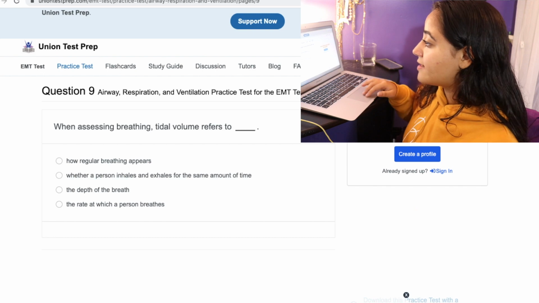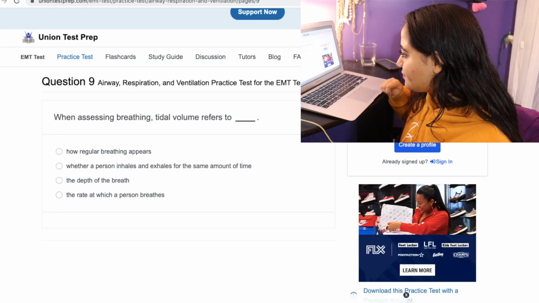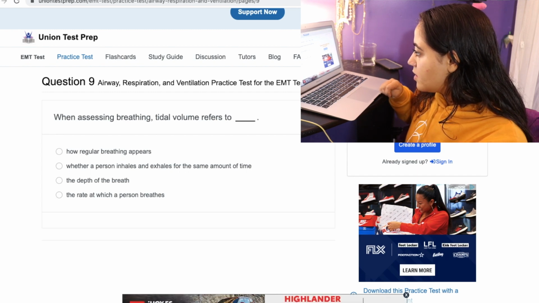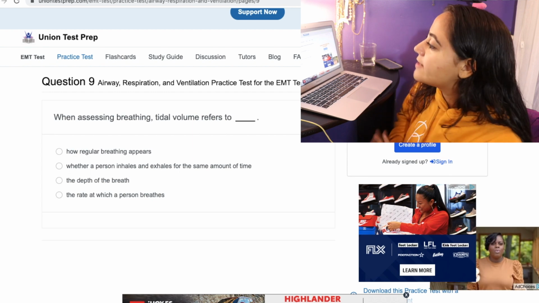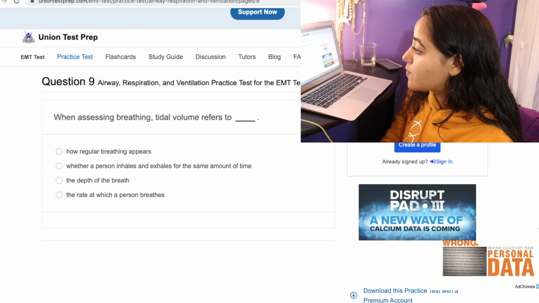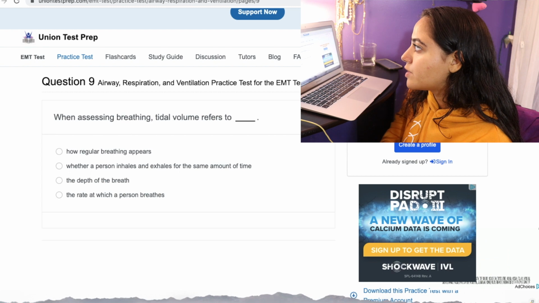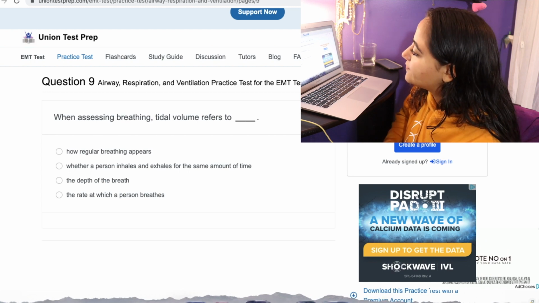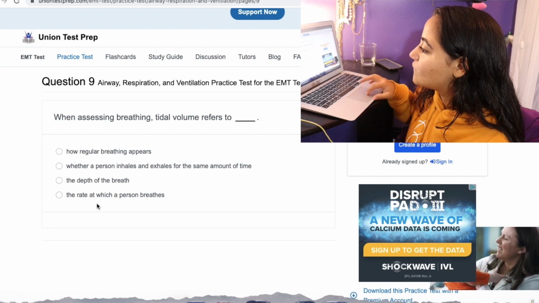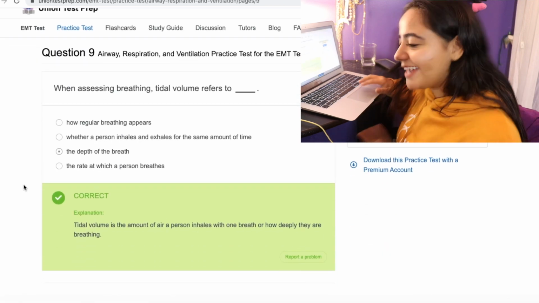When assessing breathing, tidal volume refers to, oh man, I'm so bad with these terms. How regular breathing appears, whether a person inhales and exhales. Okay, I think tidal volume either refers to the depth of the breath, or whether a person inhales and exhales for the same amount of time. Actually, no, that's rate, rhythm, and quality. Wait, rate. I'm gonna go with depth. Okay.